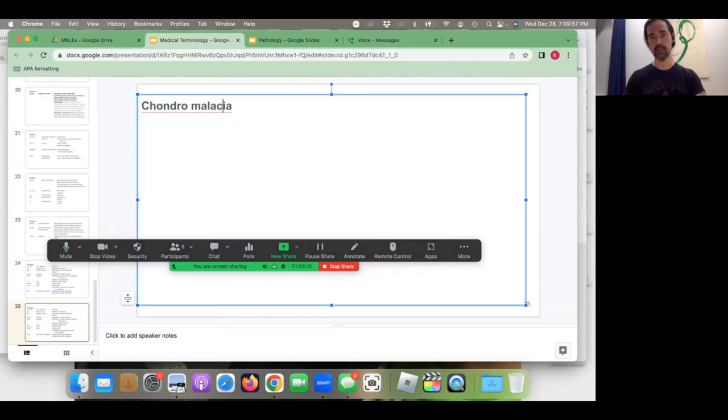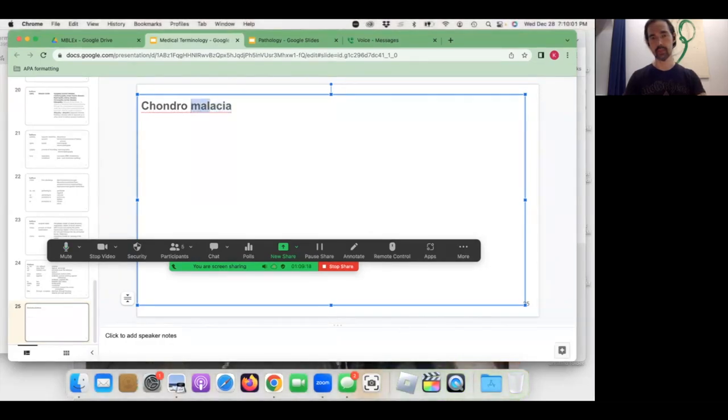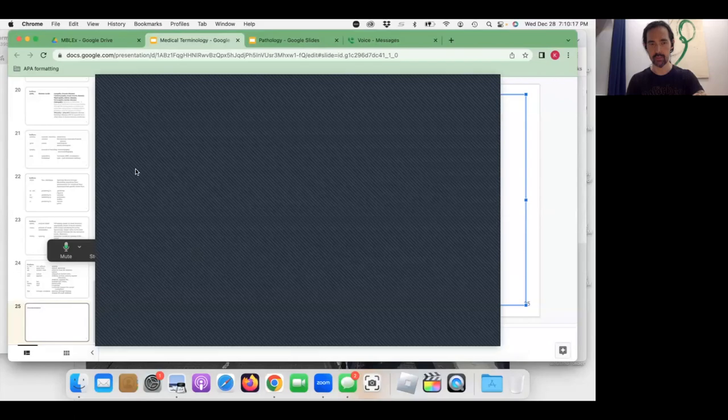So chondromalacia. Okay, so you focus in on these words, chondro and mal. I'm sure acia means something like pertaining to or pathogenic or something like that. But chondromalacia for sure is a badness of the connective tissue.